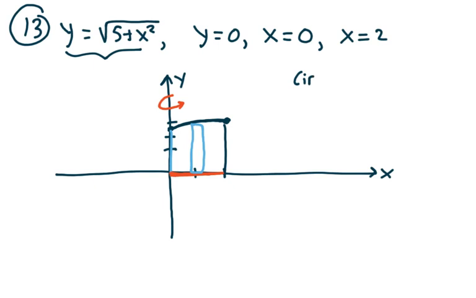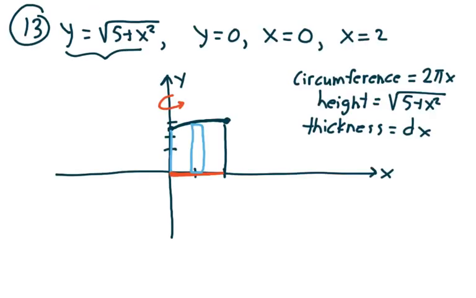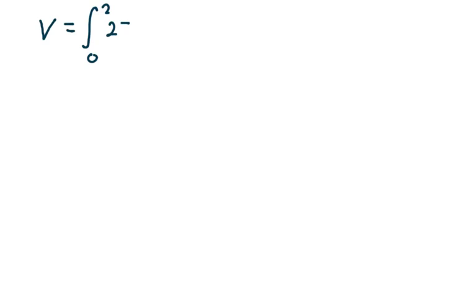We need the circumference. Well, the circumference is 2 pi x. The height is the square root of 5 plus x squared. The thickness is dx, just like this. So when I want the volume, I'm going to take the integral from x goes from 0 out to 2. So we're going to go from 0 to 2 of the circumference, which is 2 pi x, times the height, which is square root of 5 plus x squared, and then times the thickness, which we'll call dx.